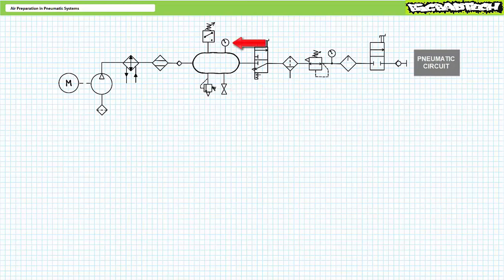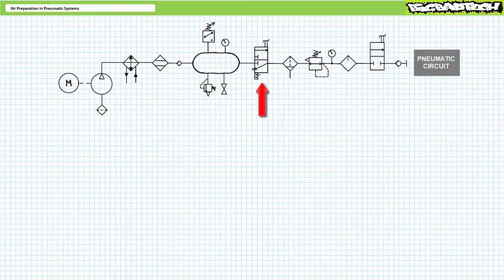Lastly, the receiver itself features a pressure gauge. Given proper operation of this system, we might expect this pressure gauge to oscillate between the set and reset values of the pressure switch. Additionally, this pressure gauge lets a technician know if there's any stored hazardous energy in the receiver. Next up, we've got the first of two shut-off valves.